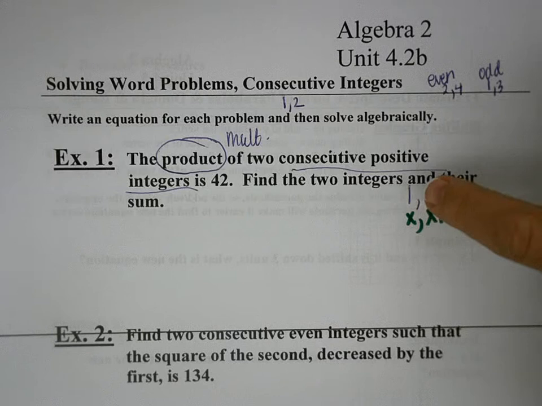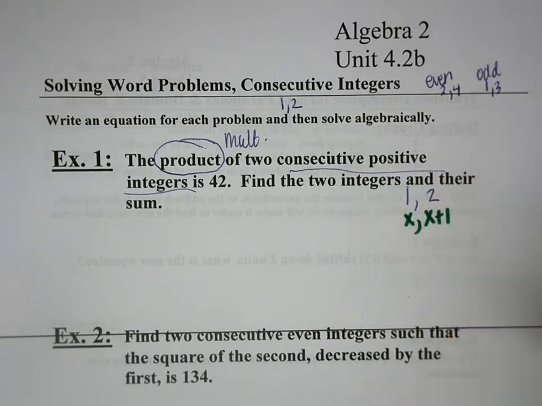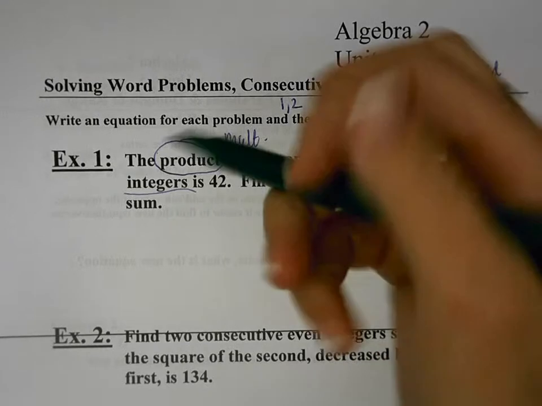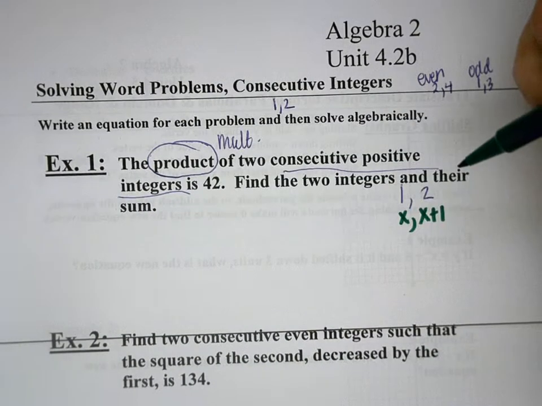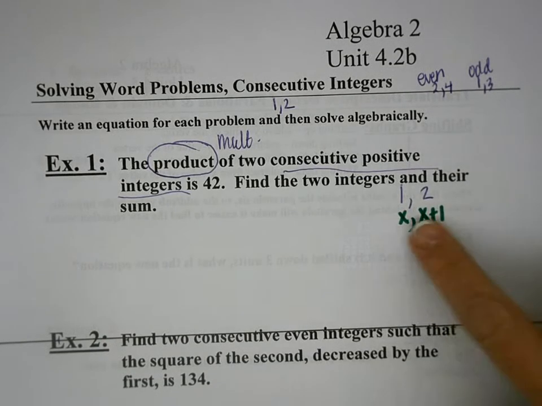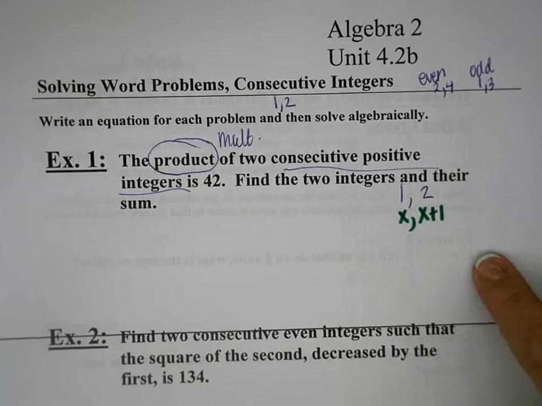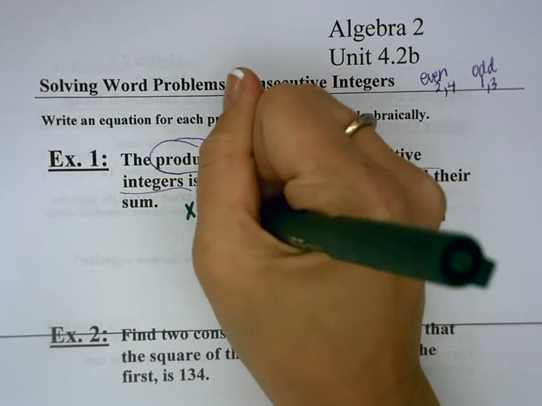So here we go. We have x is our first number and x plus 1 is our second number. Okay? So we're going to write our equation out. It says the product of 2 consecutive positive integers. So what does product mean? Multiplying. So we have to multiply these two together. So I'd write that as x times x plus 1.